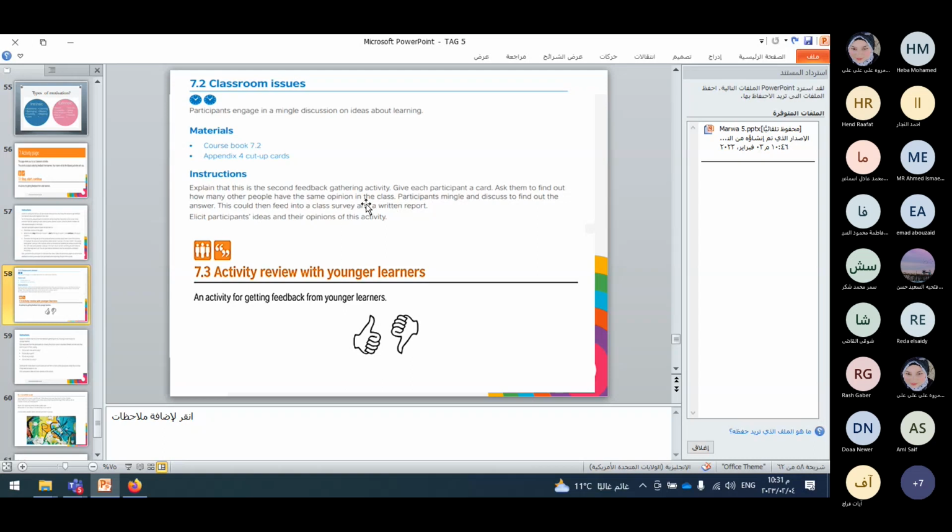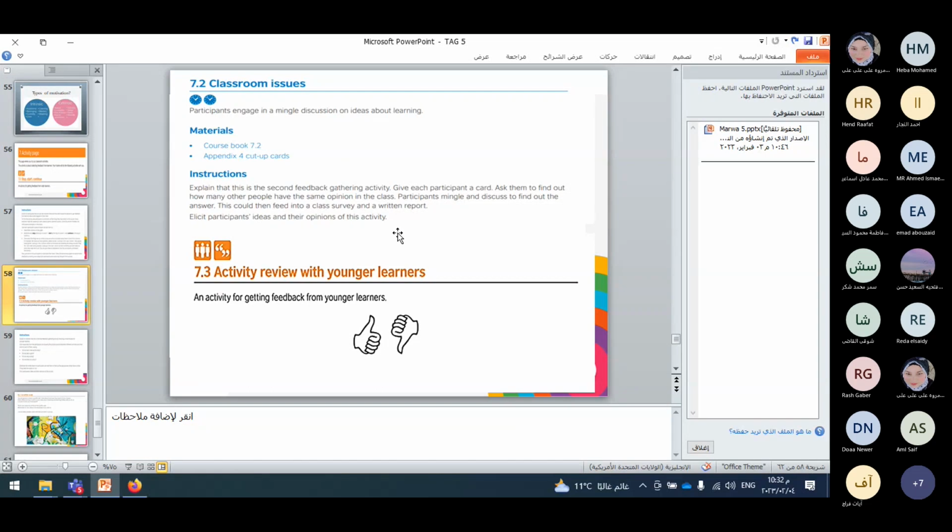This could then feed into a class survey. We can make a survey out of it afterwards, and present it to the participants or the learners. They ask one another about their ideas concerning the lesson, and they classify the similarities and differences between their opinions, and they can even later on write a report on their opinions of some training sessions or of some delivered teaching lessons in class. Okay, this is an activity. I don't like it. If you like it, okay, you can do it.